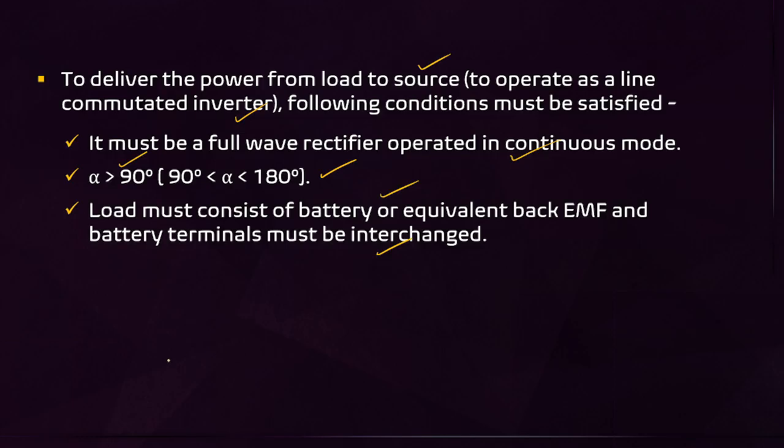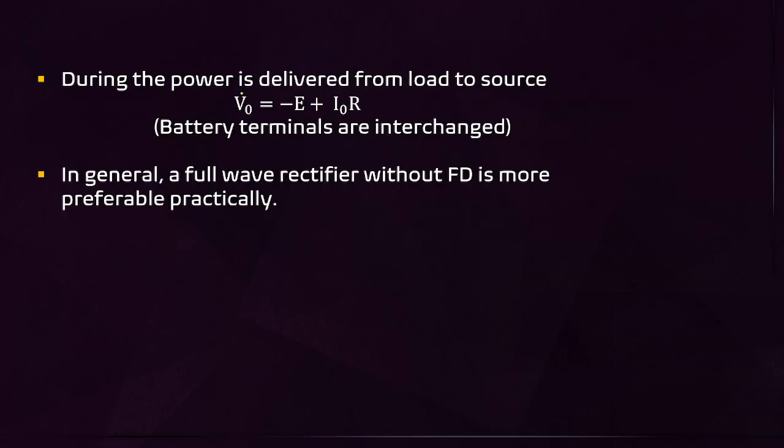That is, during the power delivered from load to source, how to write the expression for V naught? V naught equal to minus E plus I naught into R. This is also very important. Based on this formula also, a GATE question was already framed. During the power delivered from load to source, the average output voltage is equal to minus E plus I naught into R. That is the battery. Why was the negative sign taken? Because the battery terminals are interchanged.